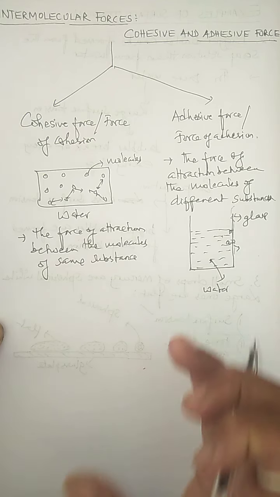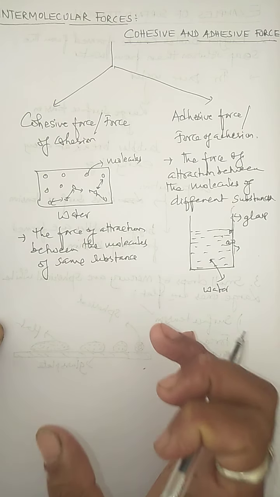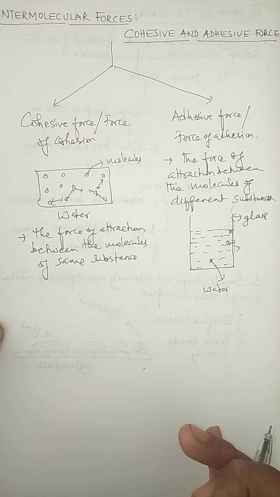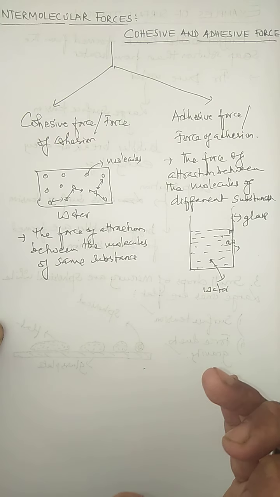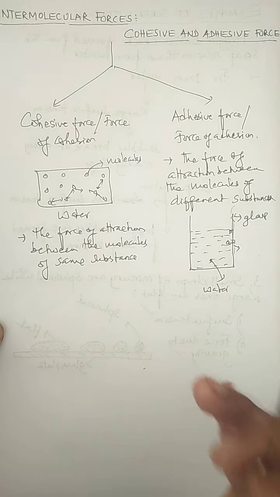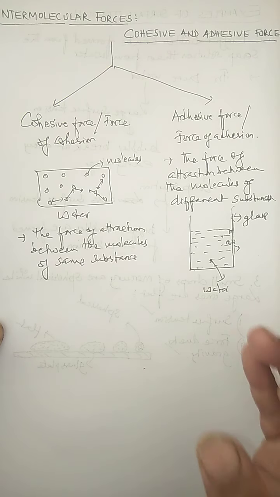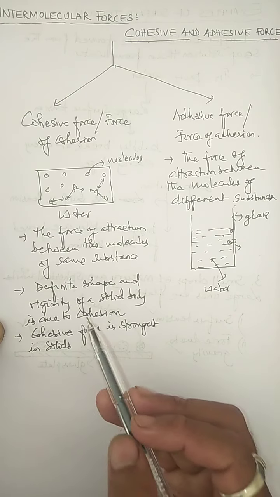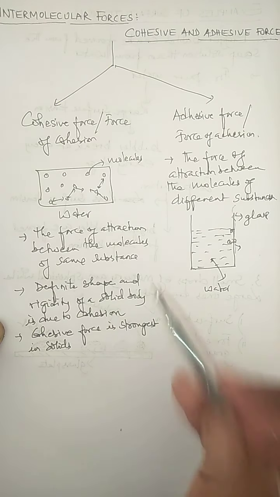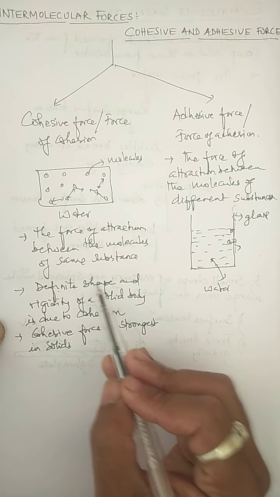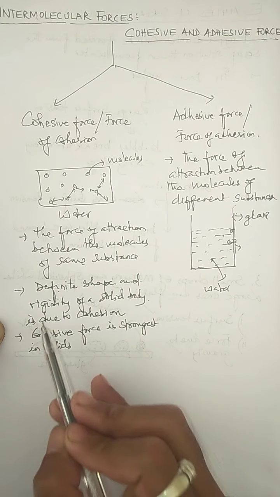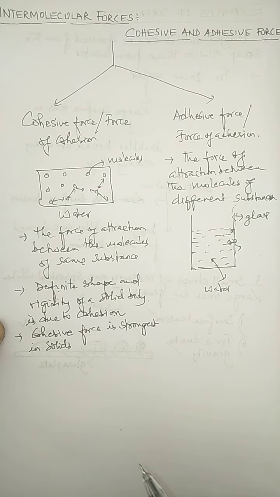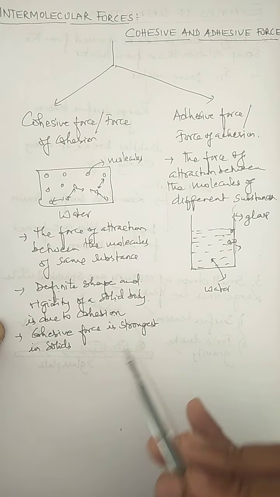That means they are usually hard. So the definite shape and the rigidity of a solid body is due to cohesion. That's why, in case of a solid, this cohesive force is stronger as compared to liquid and what? Gas. So children, I already explained the point, and the same point I've written out here: the definite shape and rigidity of a solid body is due to cohesion, or simply the force of cohesion, also called cohesive force. And this cohesive force, as I said, is strongest in what? Solid.